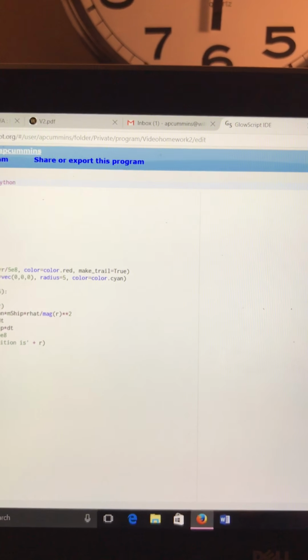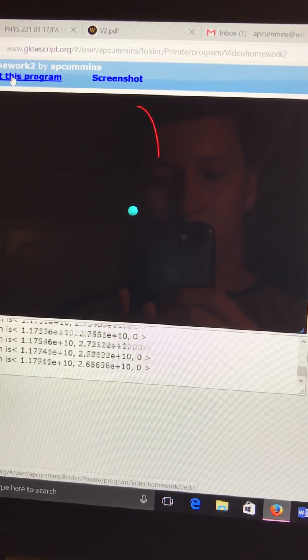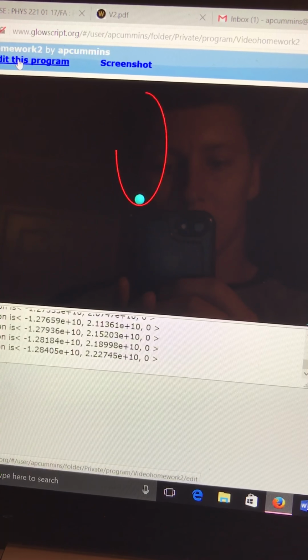So then if we run the program, you see our ship starts up there and then gets a nice slingshot around the moon.